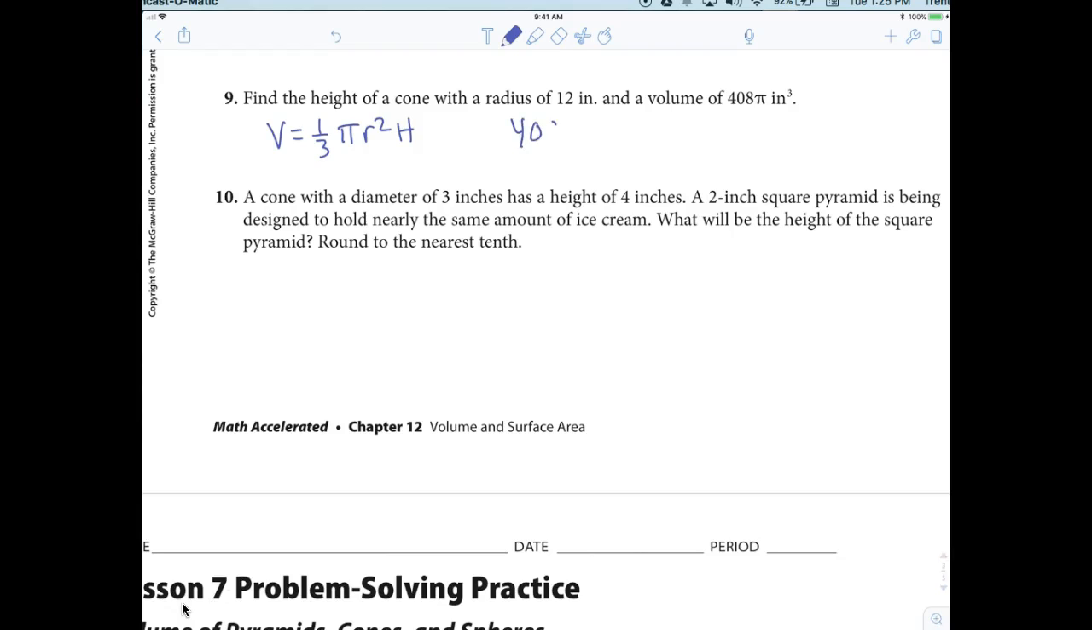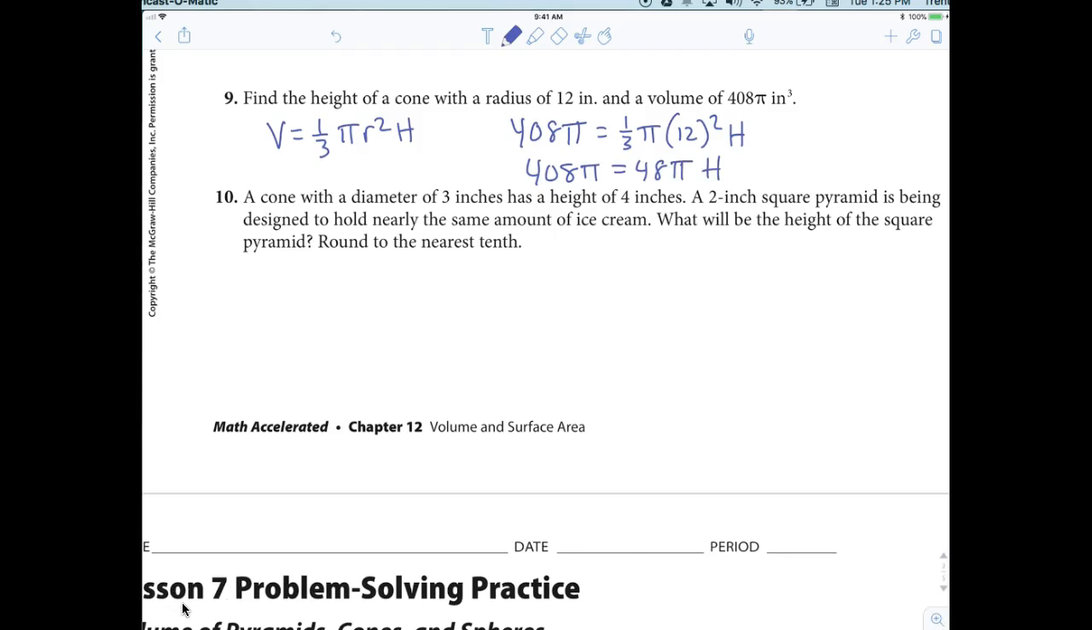408. 408 what? Inches. No. Pi. Thank you. 408 pi. All right, when you get to advanced math, we don't use the pi. We just leave pi in the answer. So they're kind of introducing that to you. Now you just put down 1/3 pi. What's the radius? 12. There you go. So now somebody do 12 squared times 1/3. That is 48.